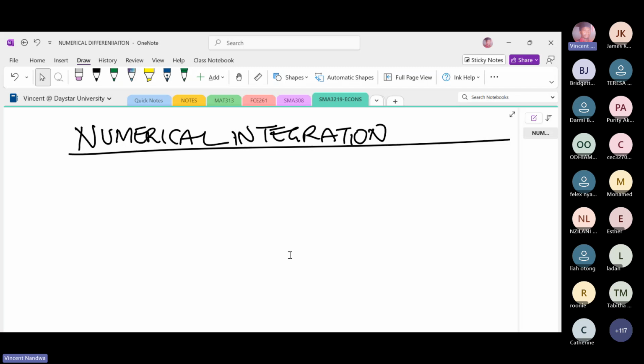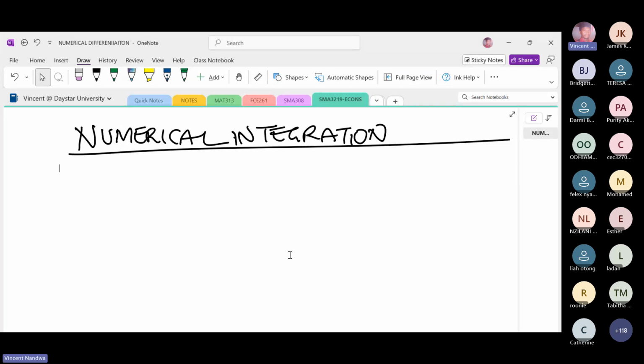So let's wind up with numerical integration. As usual, we'll define it and then give different methods of carrying out numerical integration and do an example to see what we're supposed to do. Here I will not derive the methods. I'll list them without deriving, but I'll encourage you to check the derivation in the textbook and the previous class lecture that I shared with the class.